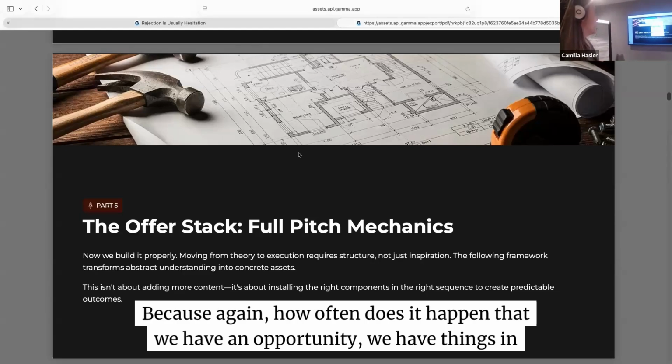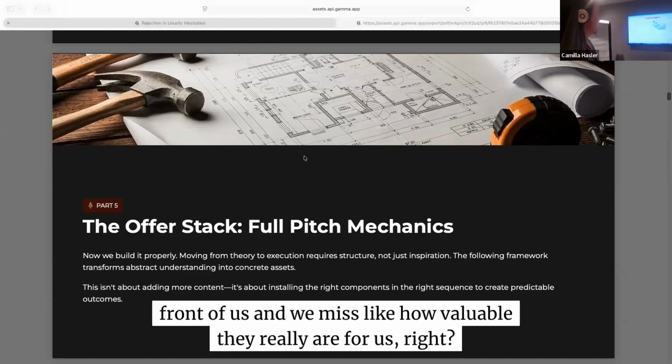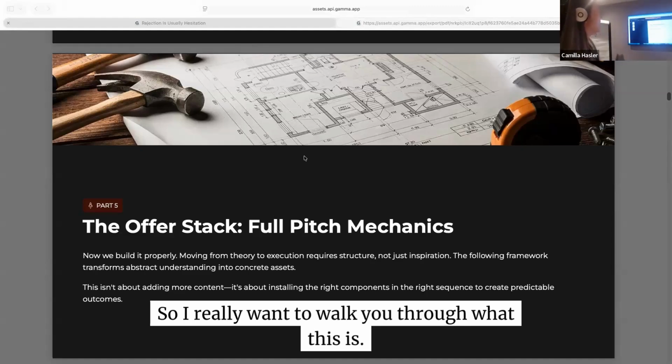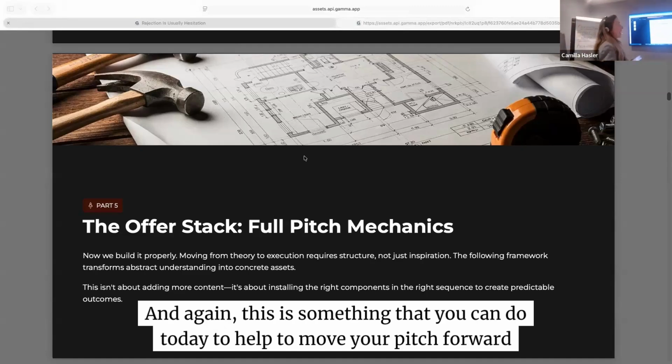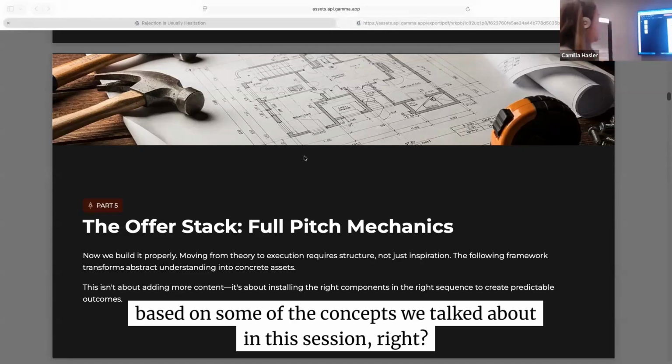Because again, how often does it happen that we have an opportunity, we have things in front of us, and we miss how valuable they really are for us, right? So I really want to walk you through what this is. And again, this is something that you can do today to help move your pitch forward based on some of the concepts we talked about in this session, right?